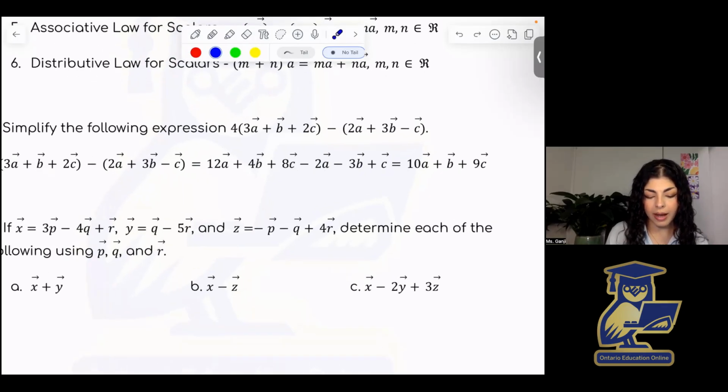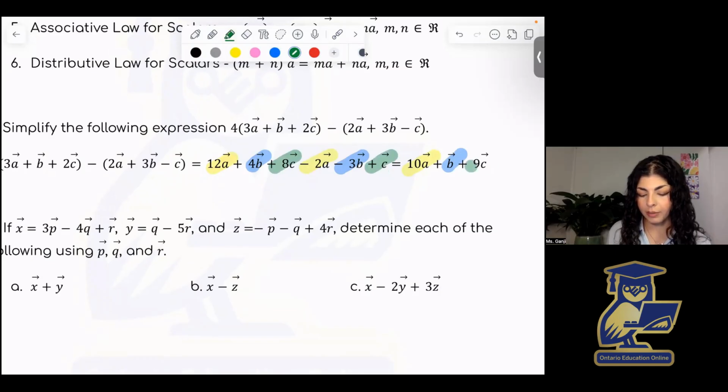Now, this is the part I was mentioning above. Make sure your scalar does not have that arrow on top. The arrow only belongs to the vector. So you can see it better here now where the arrows are just above the letters because the scalars are separate from the vectors. And now I'm just combining, I had 12a minus 2a, which gives me 10a. I had 4b minus 3b, which just gives me b. And 8c plus c, which gives me 9c. And that's it. I'm done.